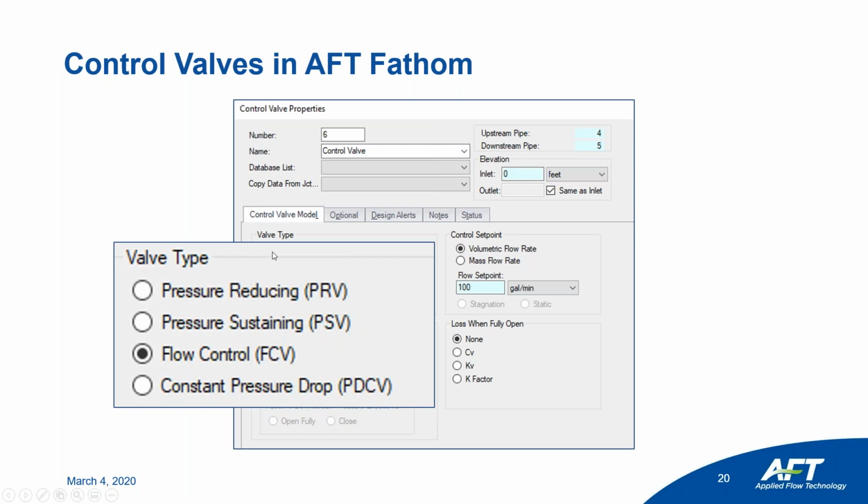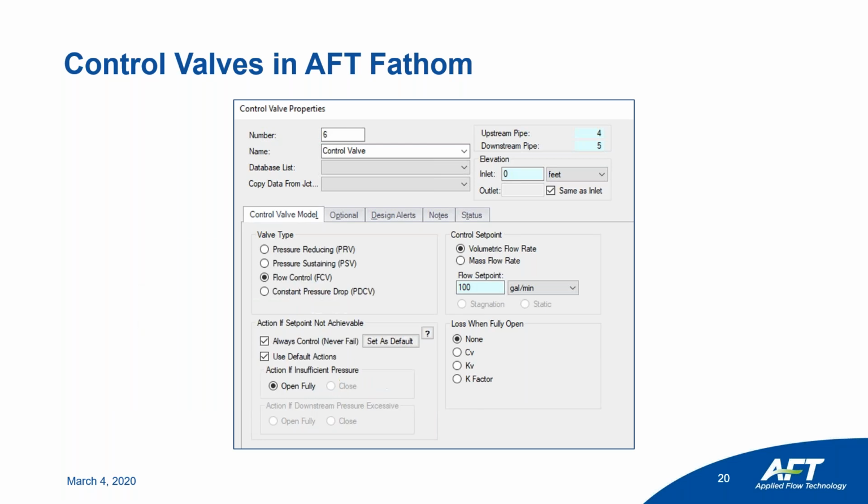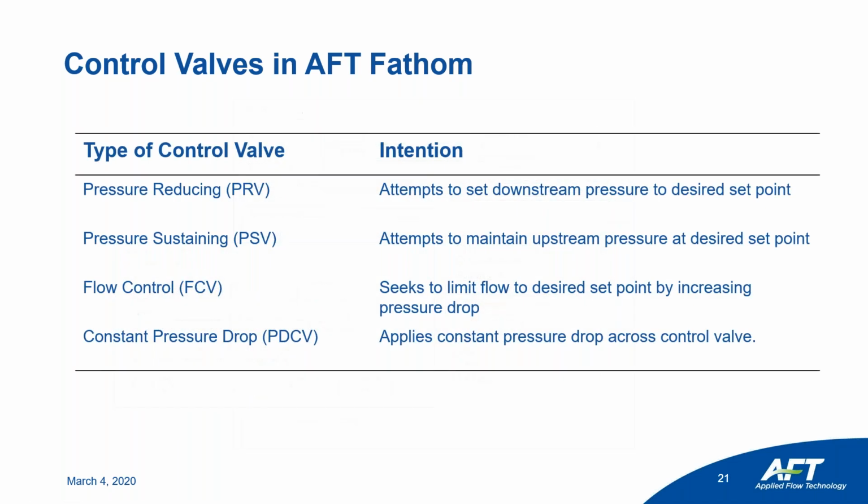So we have pressure reducing, pressure sustaining, flow control, and then we also have our constant pressure drop, and we have our set point for each one. And then we also have our action if set point is not achievable. So that's kind of our condition for, well, this control valve is failing, what should it do? And we'll get into that after we look at our different types of control valves.